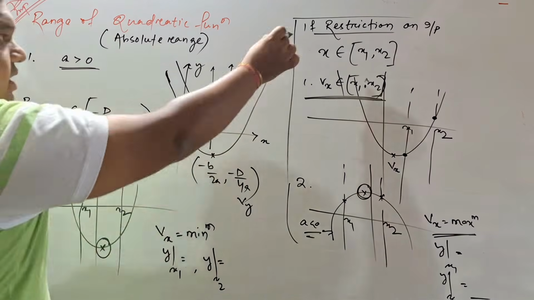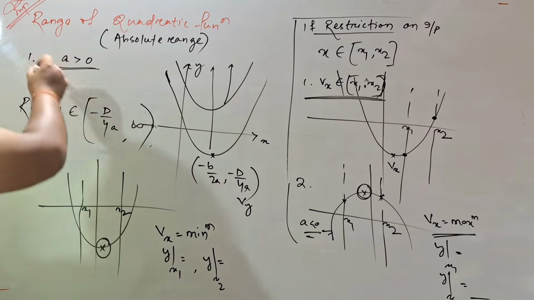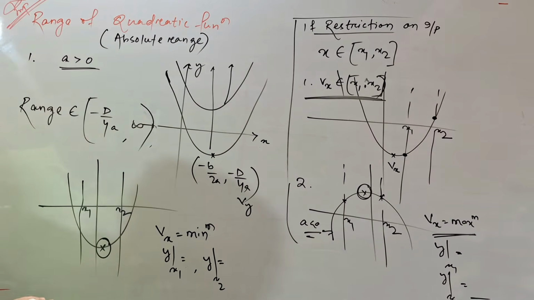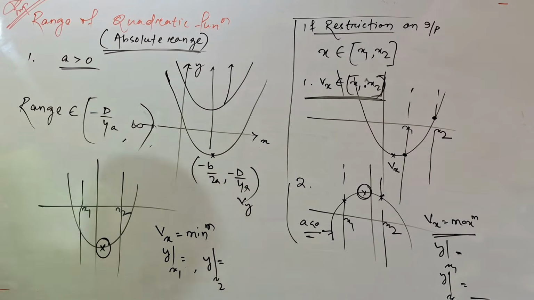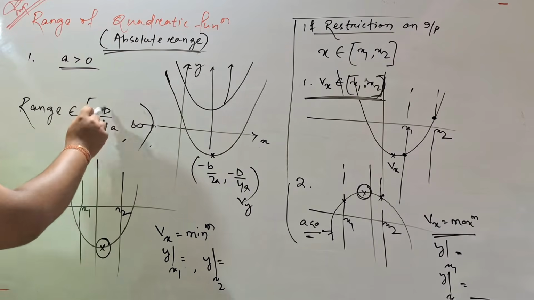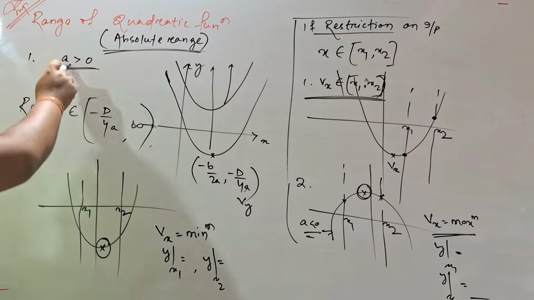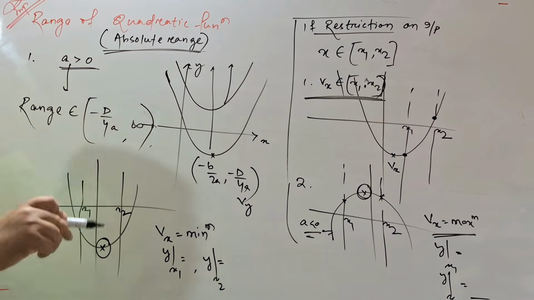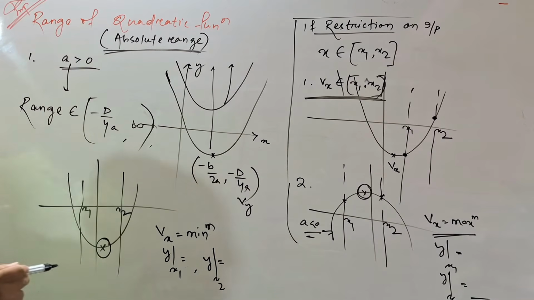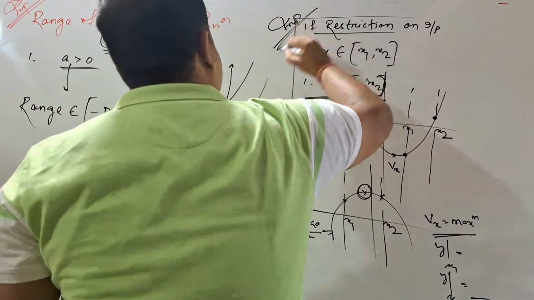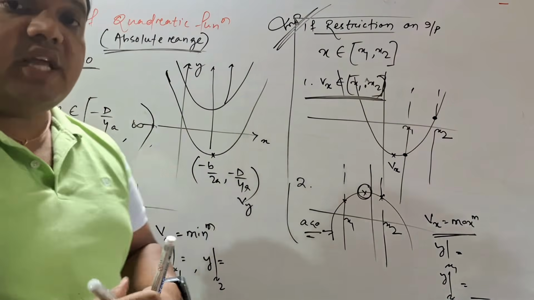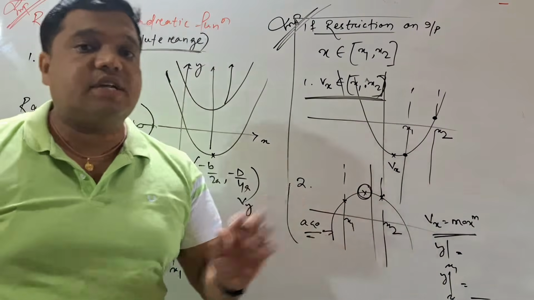So this is restriction on input. This one and two, the a greater than 0 and a less than 0 conditions. This is for absolute range, and for absolute range you can remember this formula. Range is minus d by 4a to infinity when a is greater than 0. When a is less than 0, it is minus infinity to minus d by 4a. Finding absolute range is not a big issue. The big issue is here. You can expect questions from here, and from here, when input is given on a restricted domain.